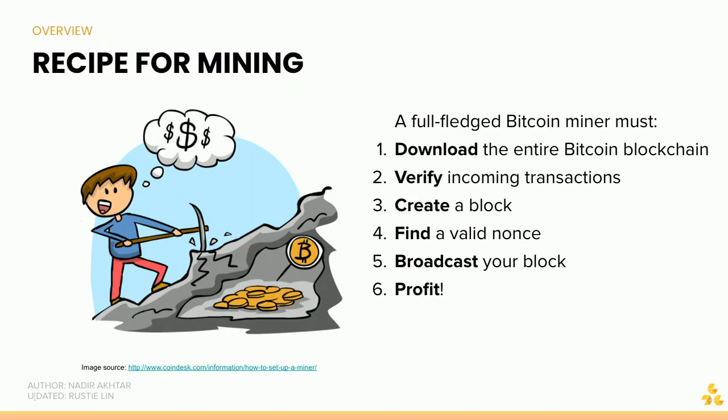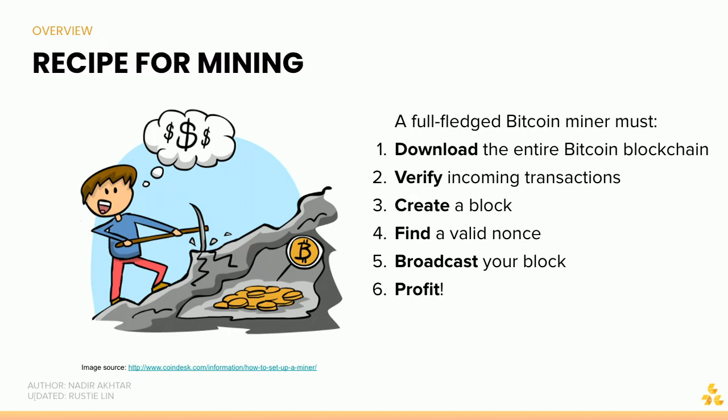So a full-fledged Bitcoin miner must first download the entire Bitcoin blockchain. So the entire history of the blockchain needs to be downloaded in order to be a miner. You also need to verify incoming transactions. We'll go over this in greater detail, but essentially you have transactions coming at you as a miner, and you need to verify that these transactions are valid. And then once you verified all the incoming transactions and you have collected those transactions into a Merkle tree, and you have your Merkle root, which we went over last class, then you can create the block.